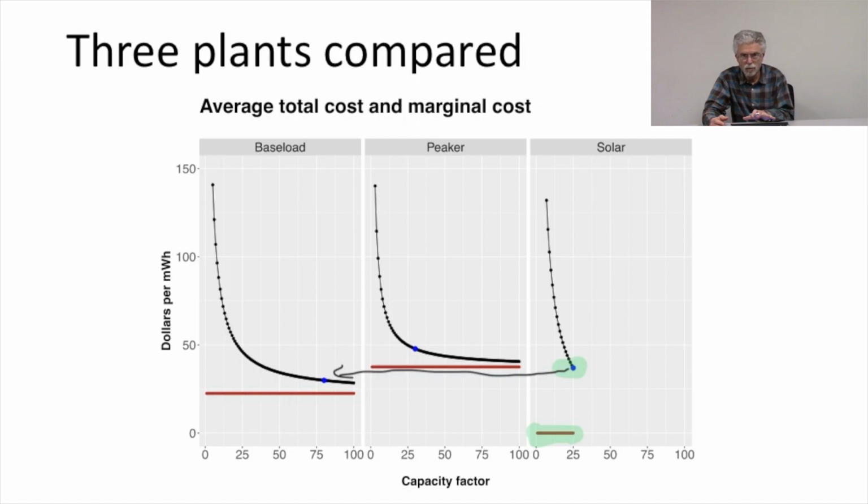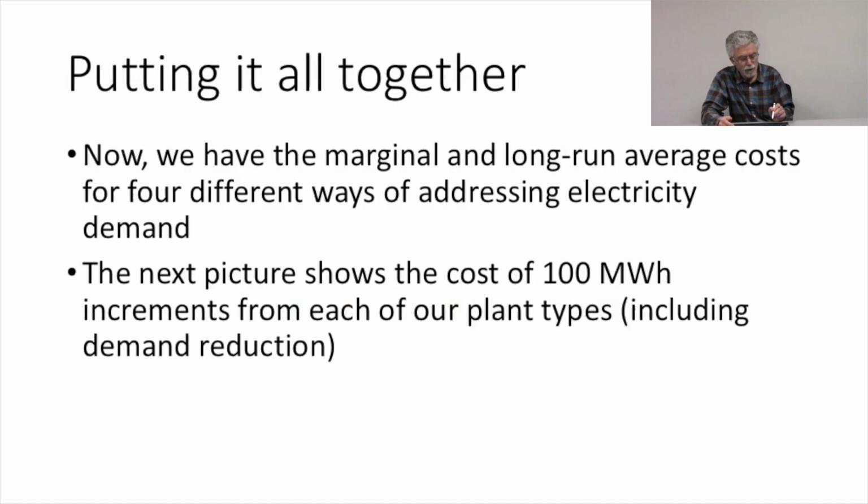And the next thing we're going to want to think about is, when do we decide to use each of these resources? So now we want to put it all together. We have our four different power plants. We have the marginal and long-run average costs for our four different ways of addressing electricity demand. And the next picture shows the cost of 100 megawatt hour increments from each of our four plants, including demand reduction as one of our ways of addressing electricity demand.